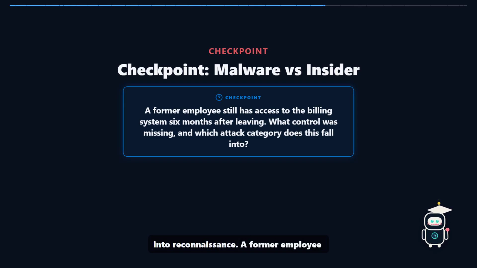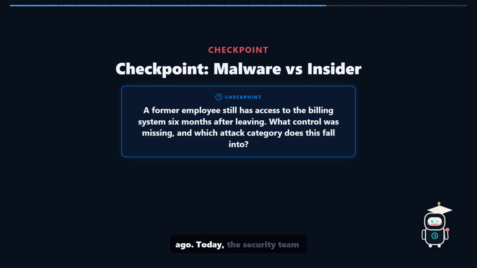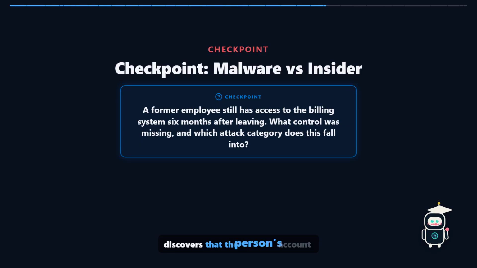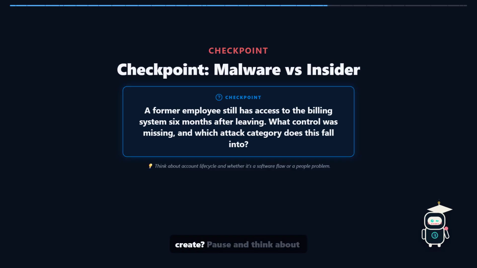Quick checkpoint before we move into reconnaissance. A former employee left the organization 6 months ago. Today, the security team discovers that the person's account can still access the billing system. What control failed? And what security risk does this create? Pause and think about it.